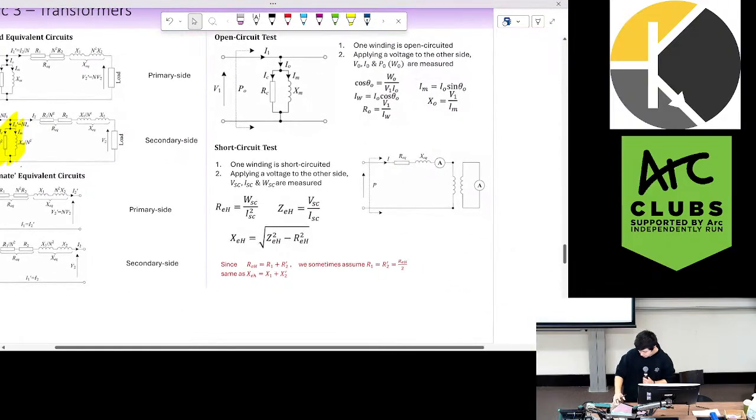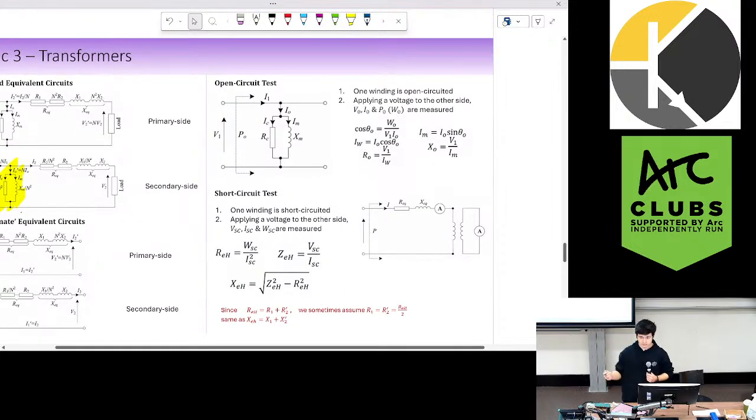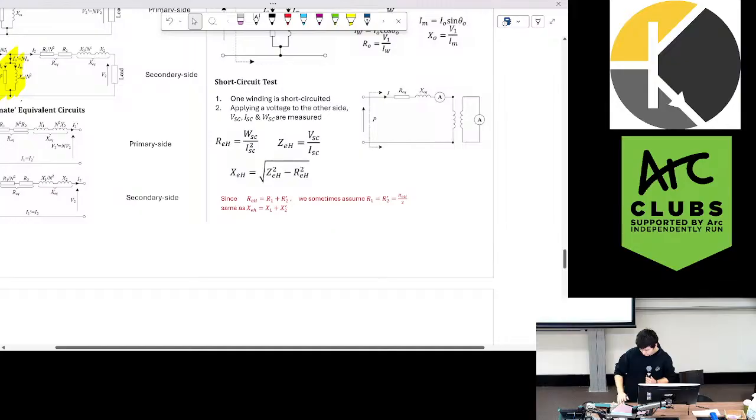We have our open circuit test and short circuit tests in our transformers. These are really just, okay, let's get all the current to run through the core, and then, okay, let's get pretty much all the relevant current to run through the windings. All right.